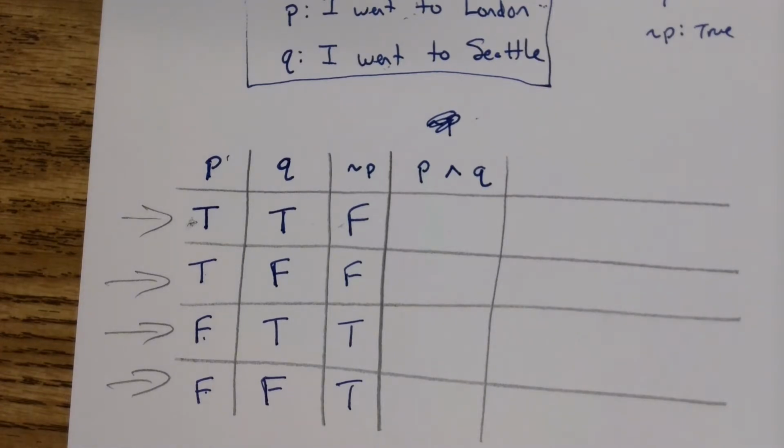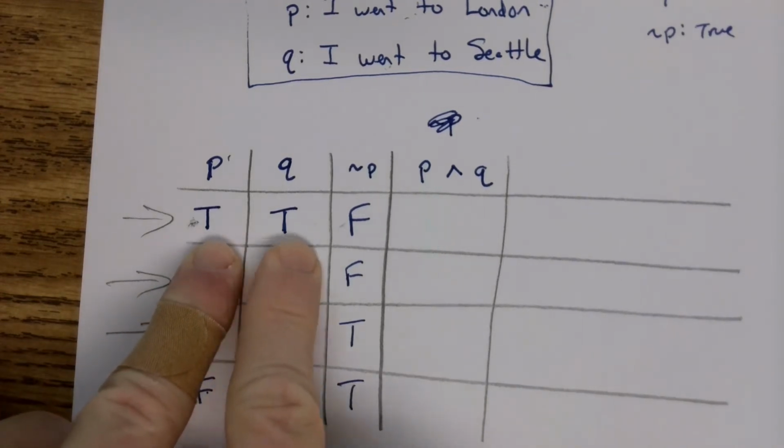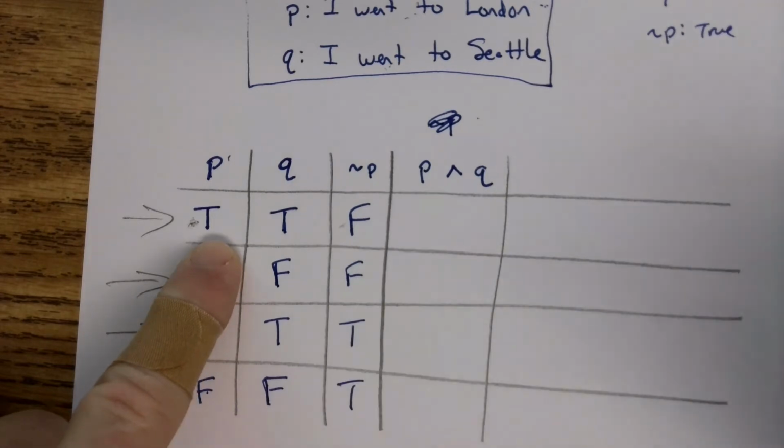Okay, so let's think about it. I'm telling you, I went to London and I went to Seattle. What happens if I went to both those places? Did I lie to you? They were both true. P and Q were true. If both P and Q are true, then did I lie to you? No. So that'd be true.